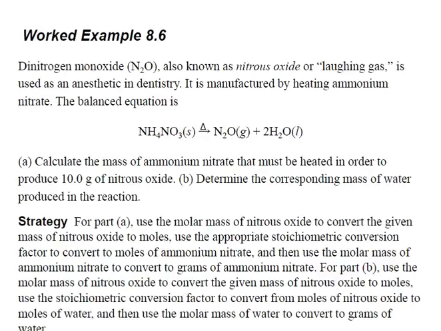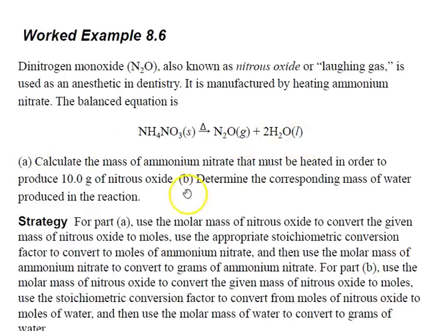Let's look at example 8.6. Dinitrogen monoxide, formula N2O, is also known as laughing gas or nitrous oxide, and is used as an anesthetic, usually in dentistry. It is manufactured by heating ammonium nitrate. And this triangle represents applying heat. This would be a decomposition type reaction. So we have ammonium nitrate solid, you heat that, and we can isolate nitrous oxide, N2O, gas state, and there's 2 moles of liquid water.